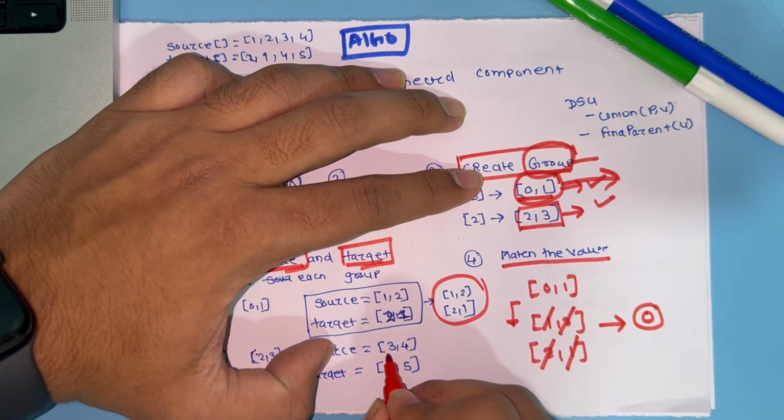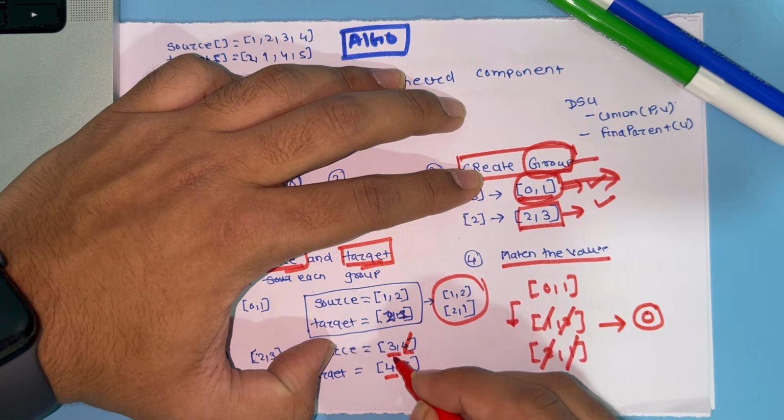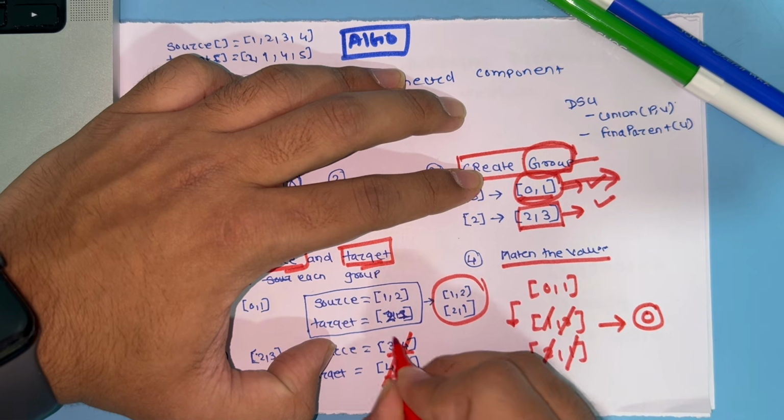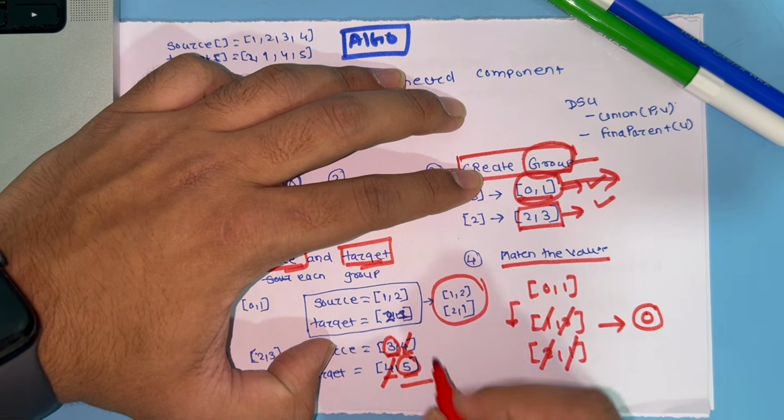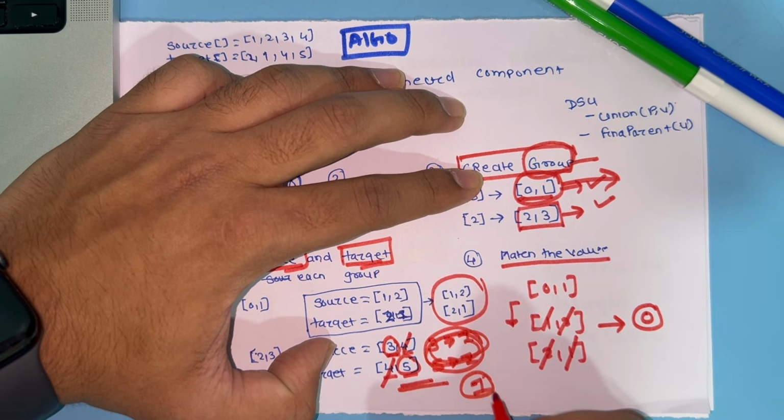Similarly in this case, 3, 4, 4, 5. You can see 4 is appearing one time in both, but 3 is not matching anything. So frequency of 3 is 1 and frequency of 5 is 1. These two are differing, so they will contribute 1 to the Hamming distance.